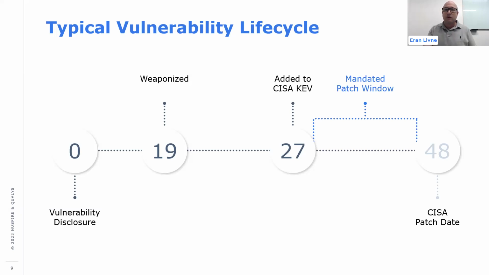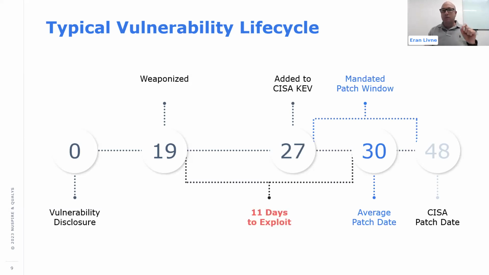But what's interesting here, if you put the data of the 30 days, which is the average patch date, so most customers will patch those vulnerabilities 30 days after they were released, it gives the bad guys, for those specific vulnerabilities that we know are weaponized and actually used in the field, 11 days to exploit this vulnerability in your environment. Okay, so we have to respond faster.